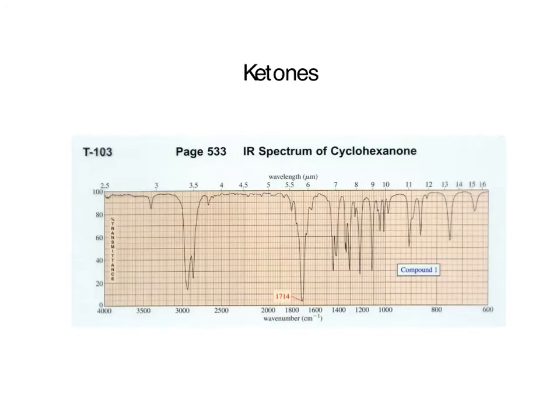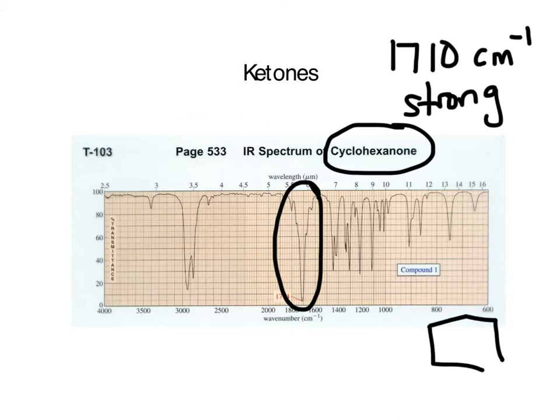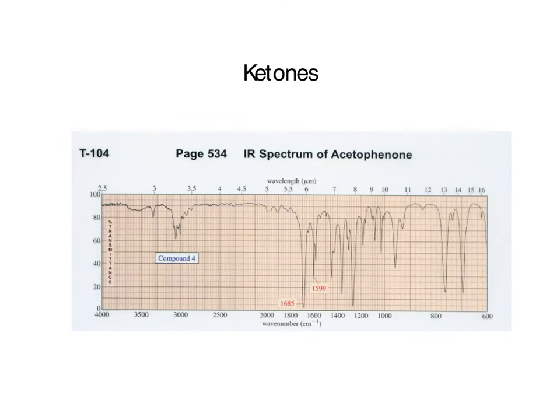Ketones usually absorb somewhere in the area of 1710 reciprocal centimeters. That can vary depending on the types of substitutions that it has, and it is very strong, and we see that right there. So this would be cyclohexanone, a 6-membered ring with a ketone right on it. Okay, so very strong. When we move on, we look at another ketone.